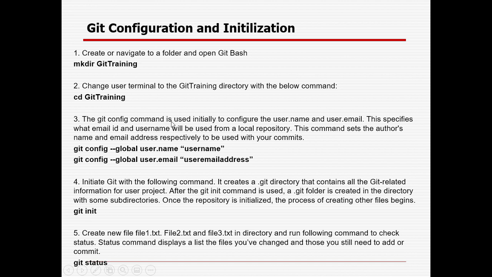So the git config command is used initially to configure the username and user email. This specifies what email ID and username will be used from a local repository. This command sets the author name and email address respectively to be used with your commit. I already set it up. Once you have configured it, you don't need to configure it again, right? In case you did not configure, you can do it. After that I will be initiating again.